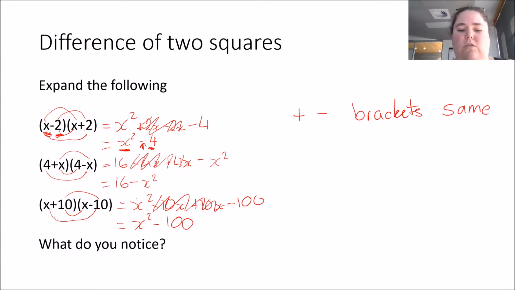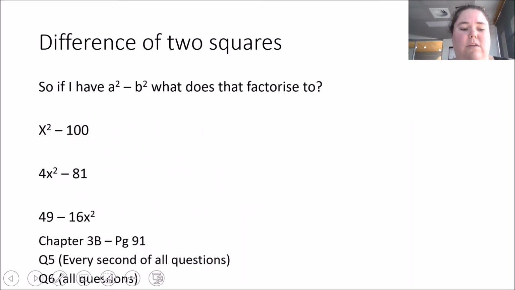Let's check that down the bottom. So first term in the bracket squared, yep. Last term in the bracket squared, yep, with a minus. That's what I want you to notice, because difference of two squares is a really nice straightforward way to factorize, because it's a general thing.